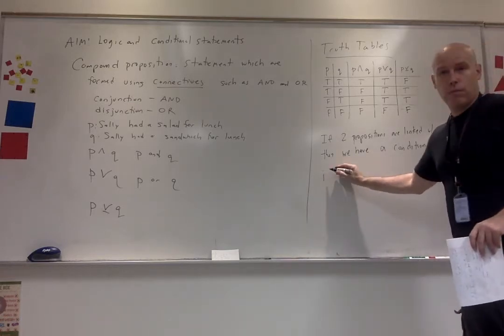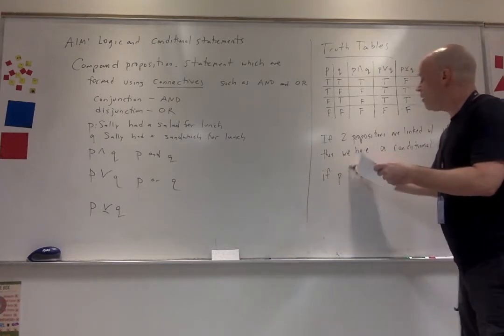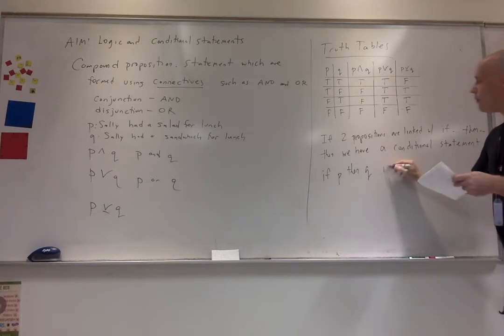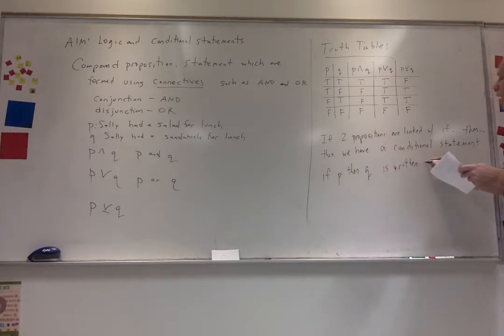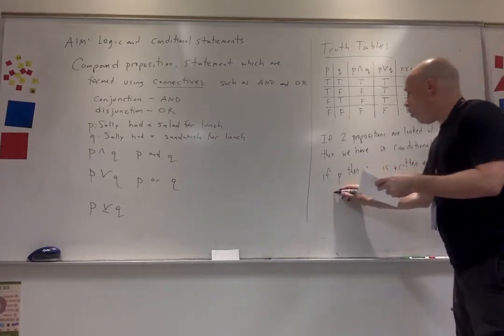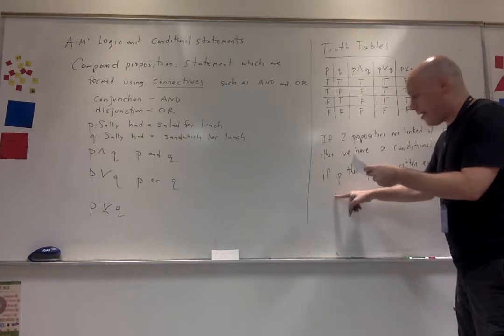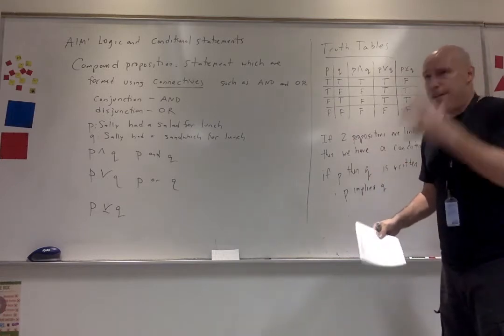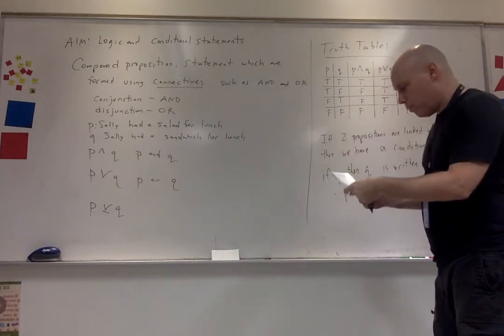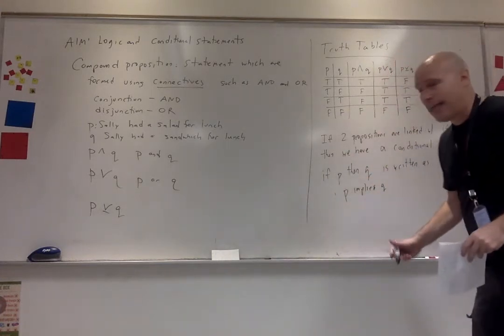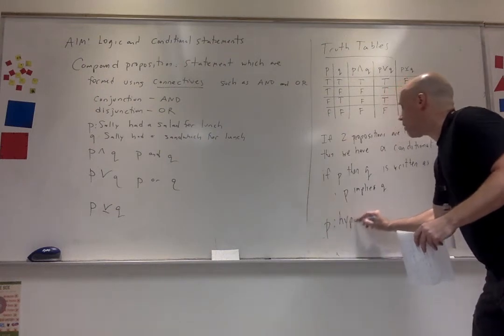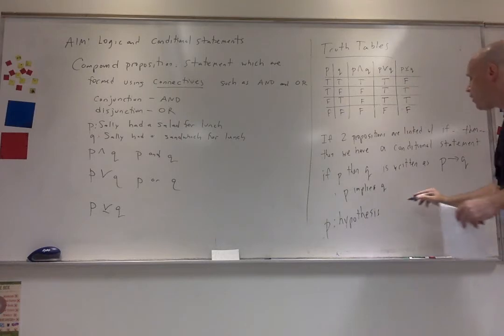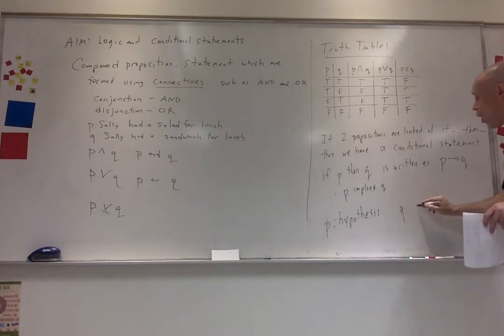So if P, then Q is written as P arrow Q. It's also written with the implies symbol, and the idea is that P implies Q. That means if P were to happen, it would lead to Q. Also, and you might have learned this from your science class, P is known as the hypothesis. And Q is known as the, what do you think? The conclusion.